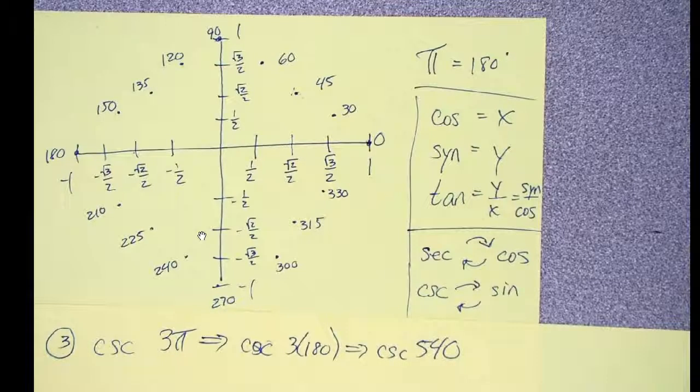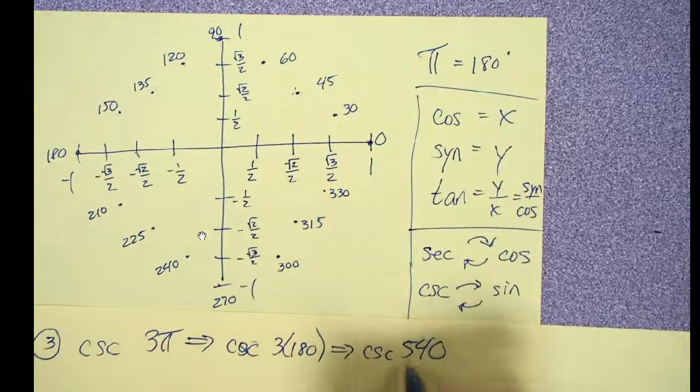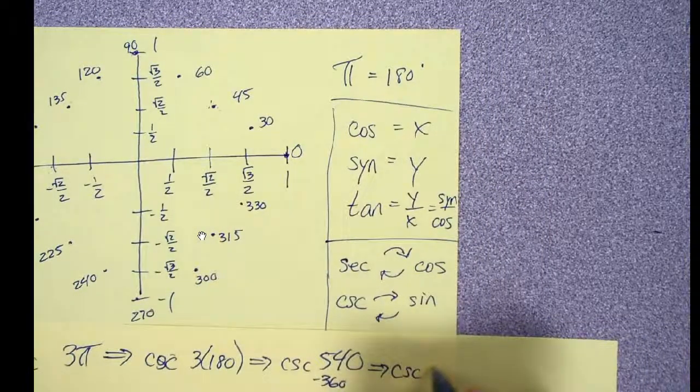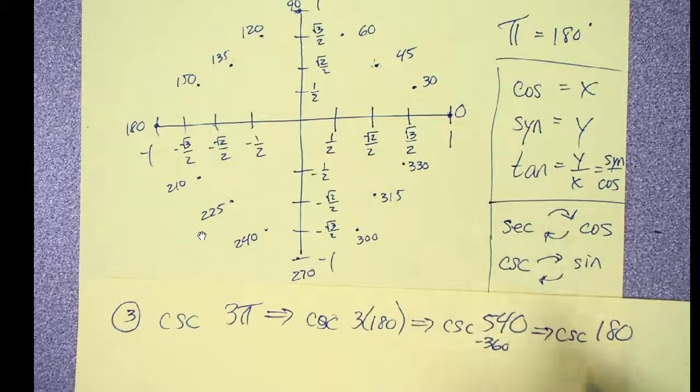But 540 is not on my circle, so it's too big. So I'm going to subtract 1 revolution of the circle to get back to a place where I'm actually on my circle. So if I subtract 360 here, this is really cosecant of 180. And we know that cosecant is sine flipped over. So I'm going to find the sine of 180 and then just do the reciprocal.